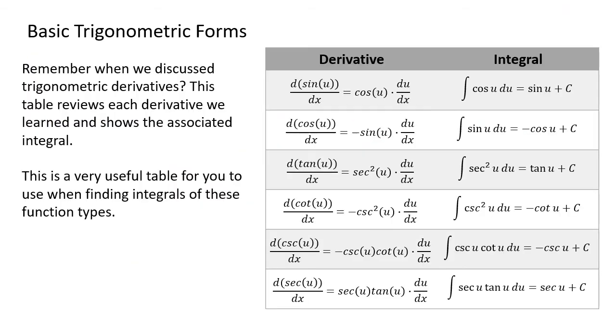Okay, so now I want to talk about trigonometric forms. We went over the derivatives in the last unit of all these different trigonometric forms: sine, cosine, tangent, and their inverse functions, cotangent, cosecant, and secant. Now we're going to look at working backwards to find their integrals. Okay, so the derivative of sine of a function u is cosine times du by dx. The integral, therefore, of cosine would yield sine.